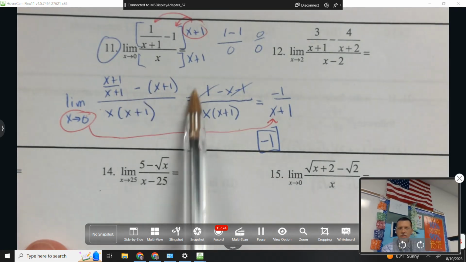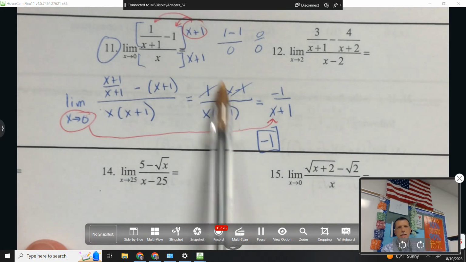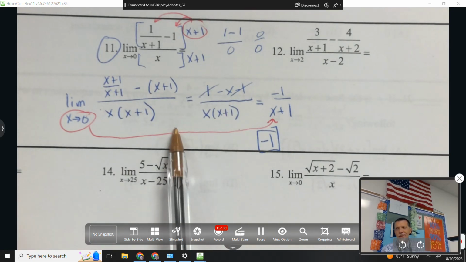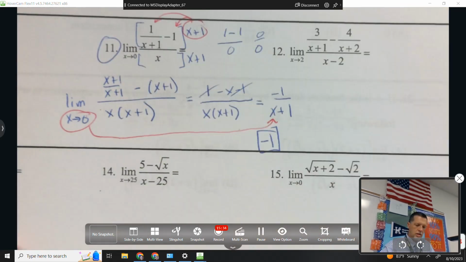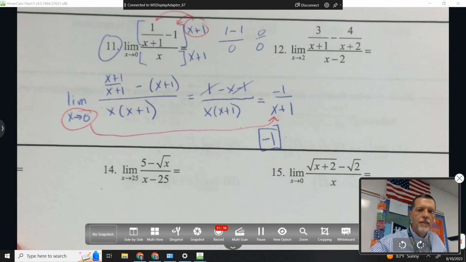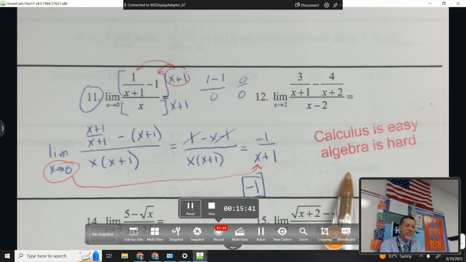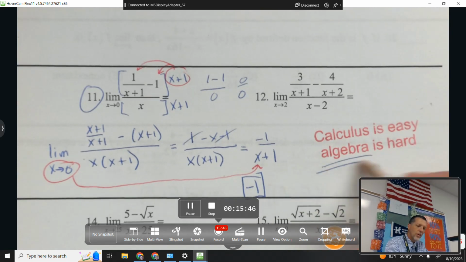Questions on that? So today's a lot of algebra review. You're doing calculus. The calculus isn't the hard part. The algebra is the hard part. In fact, most of the issues in calculus will be algebra issues. Like you'll understand the calculus, but can you do all the algebra steps to get there?